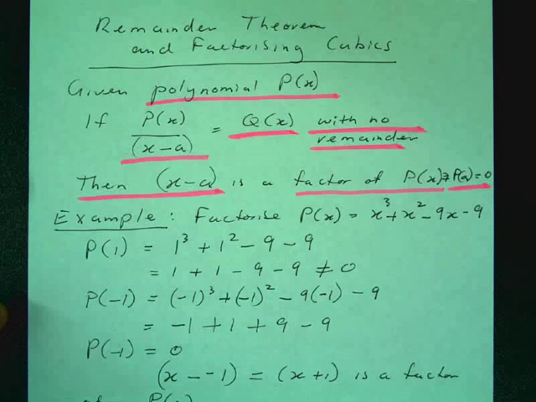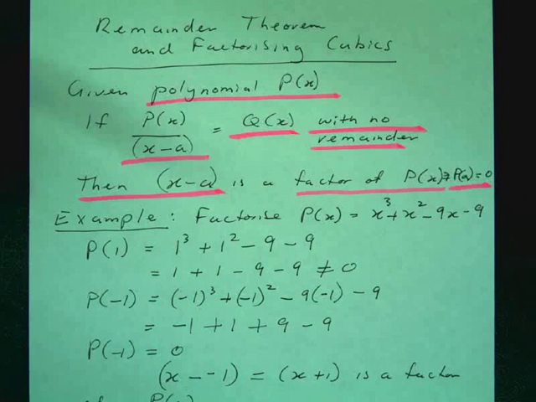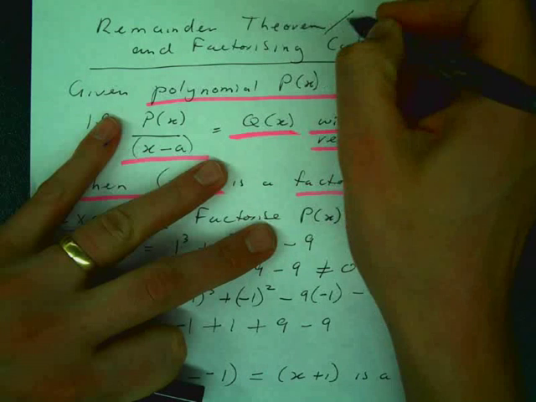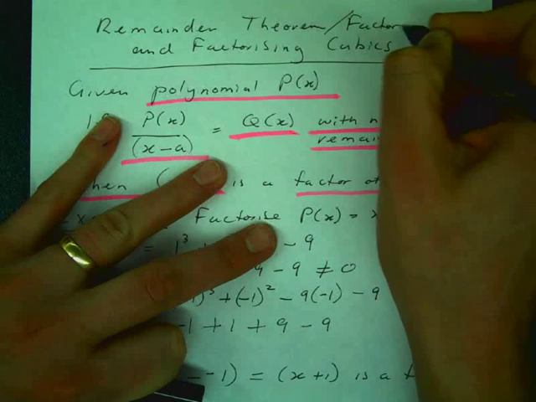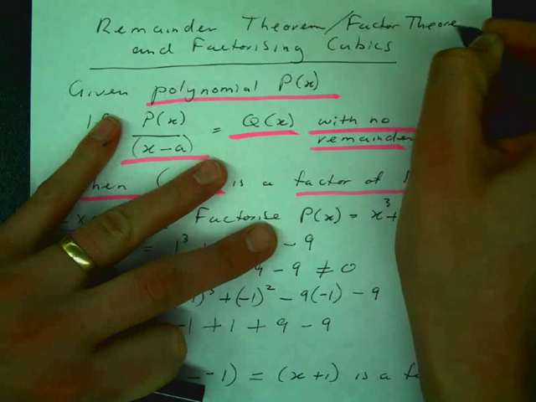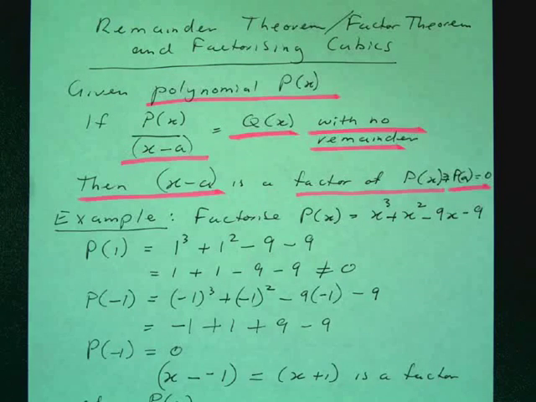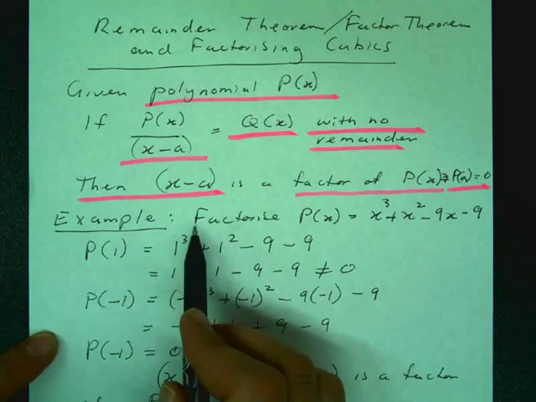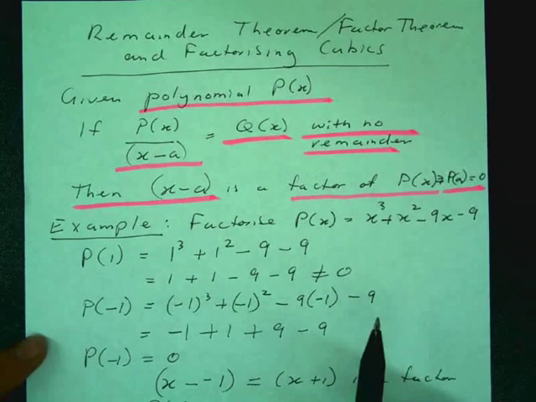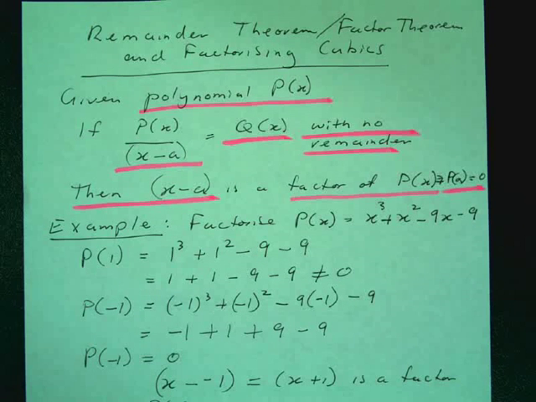So in this example, we're going to apply the remainder theorem. I'm going to put slash factor theorem because they're closely related to factorising cubics. So the idea is we want to factorise p of x given by that one. Now the only way I'm going to find out those roots or zeros is by experimenting until I find one so that p of that value is equal to 0.